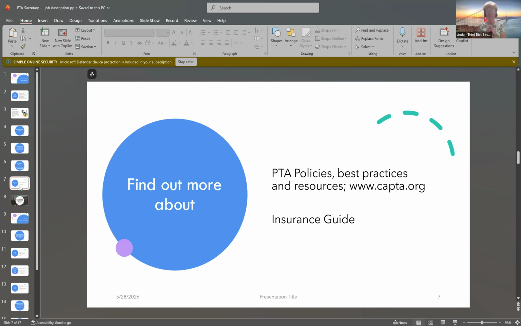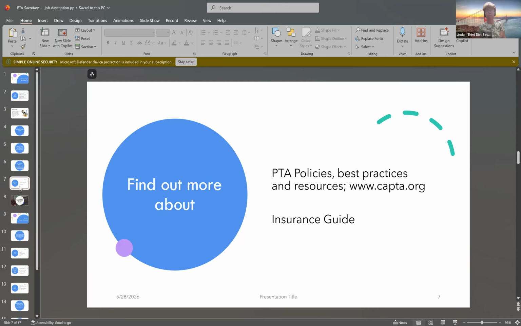And I cannot promote this site enough. For the PTA procedure, specifically secretary procedures, all PTA policies, best practices, and definitely resources, check out our California State PTA website, which is CAPTA or capta.org. Denise did share that they are going to be upgrading their website, but honestly, that website has improved dramatically in the last couple years, and there are many, many resources for every position.